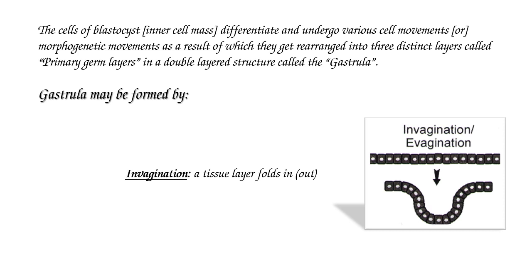Invagination or evagination. So already in the statement above it is mentioned that the cells differentiate and undergo various movements or morphogenetic movements. So here, invagination is a type of cell movement or morphogenetic movement during gastrulation. In invagination, a tissue layer folds towards the inside. Here the first one, the straight line, is a cell layer, and this cell layer folds inward, or maybe outward, to form a cell movement or morphogenetic movement.